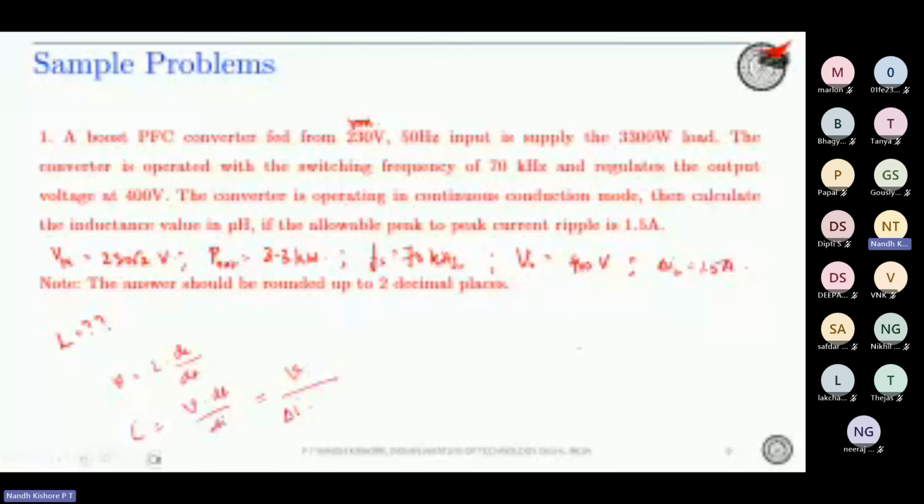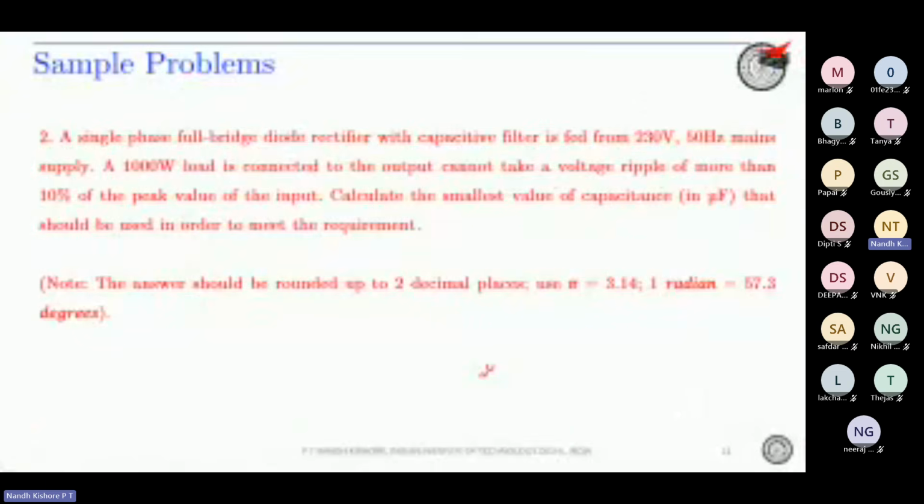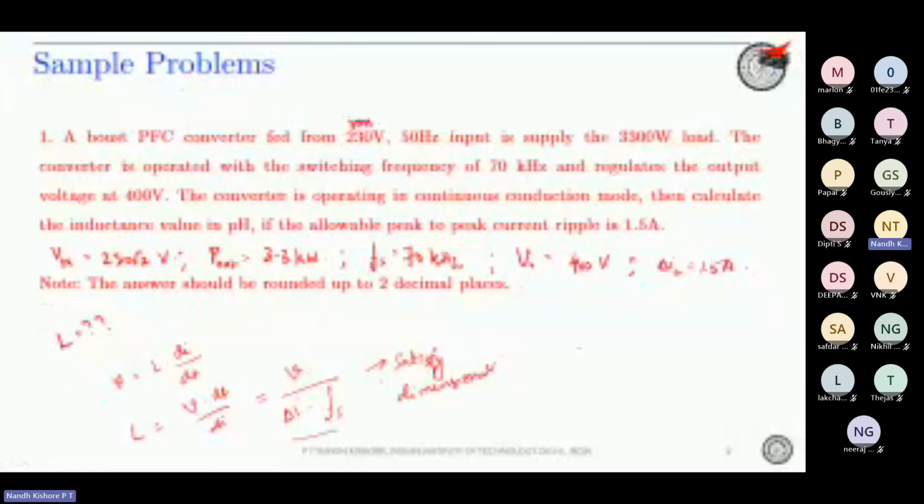Delta I would be the current over here, and dt would become Ts on the bottom side. So this should be satisfied dimensionally, in case you are going to remember the formula. But it would be great if you can derive it itself over there. That's not a big problem.